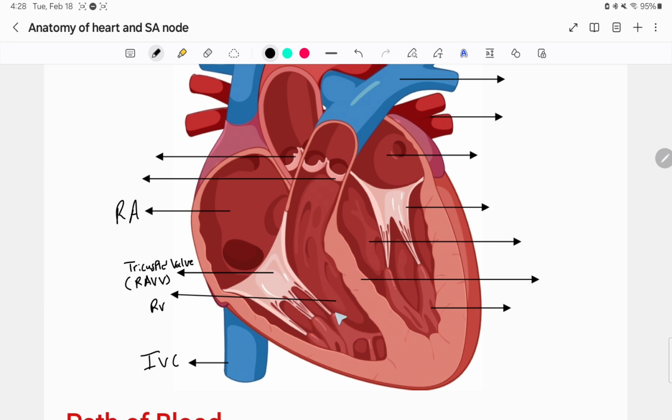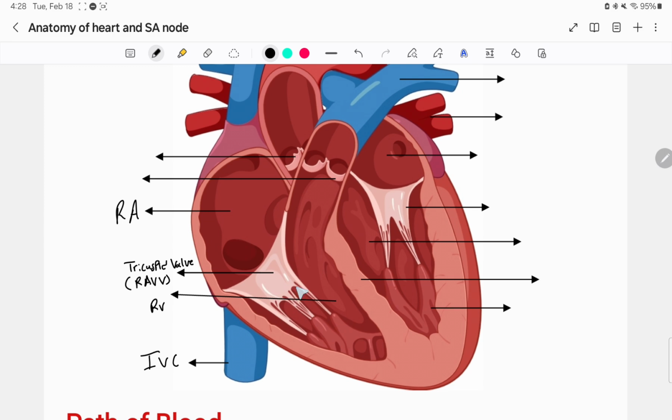Then where does the blood go? Well, then the right ventricle is going to have to squeeze and pump this blood over here in the only direction it can go. Some of you might ask, well, why doesn't the blood just kind of go back towards the right atrium? And that's a great question.